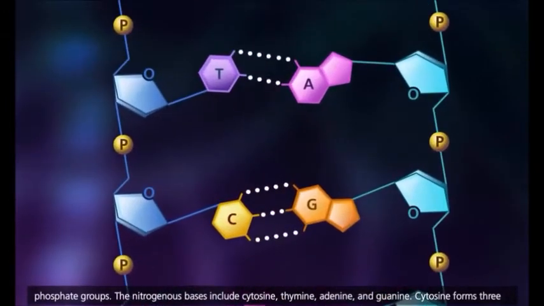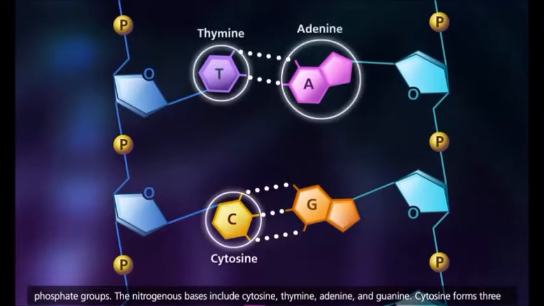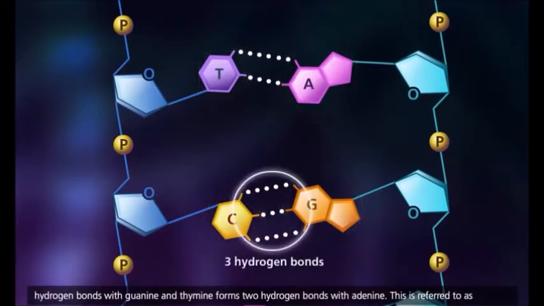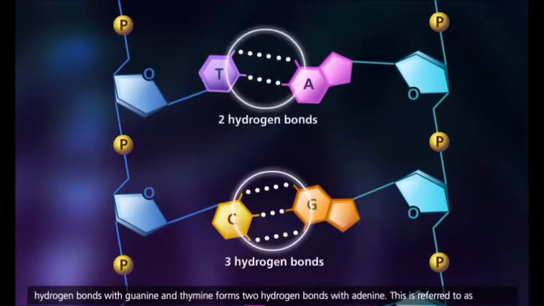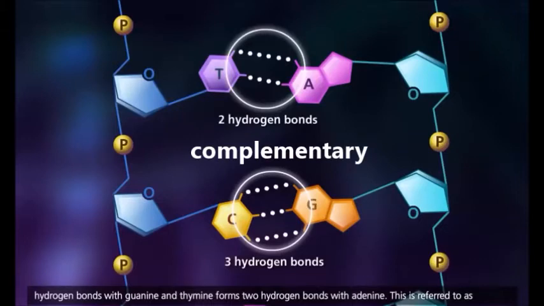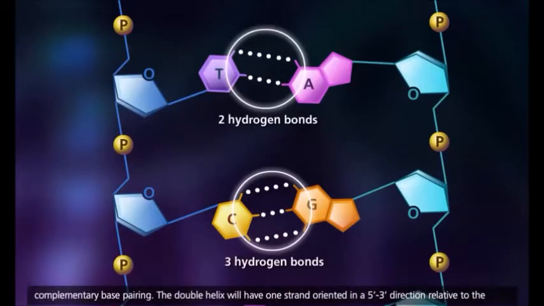The nitrogenous bases include cytosine, thymine, adenine, and guanine. Cytosine forms 3 hydrogen bonds with guanine, and thymine forms 2 hydrogen bonds with adenine. This is referred to as complementary base pairing.